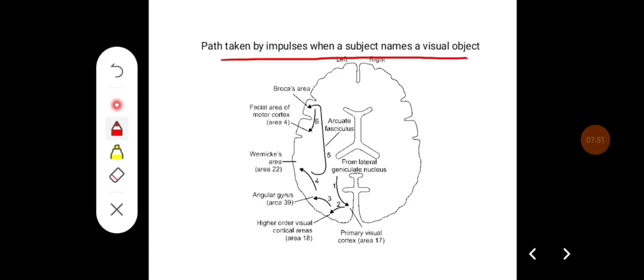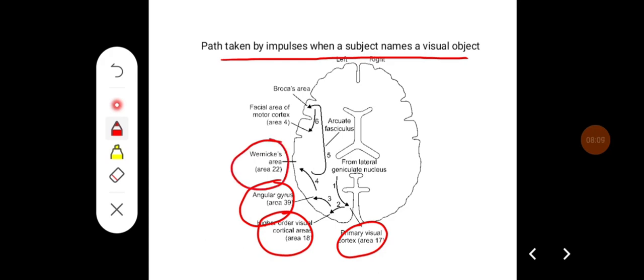It will be visualized in the primary visual cortex. Then it goes to the higher order visual cortical areas for the processing. Then it goes to the angular gyrus, which is called the area of interpretation. Then it goes to Wernicke's area. From Wernicke's area through the arcuate fasciculus, it reaches Broca's area to produce the motor speech to the facial area of the motor cortex, that is area 4.